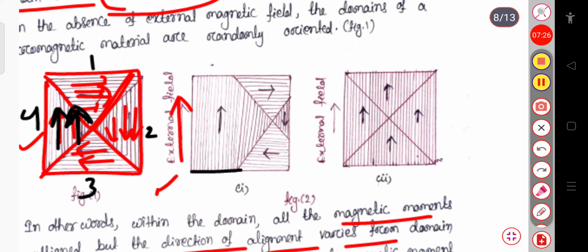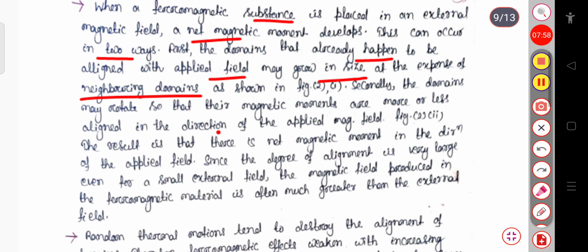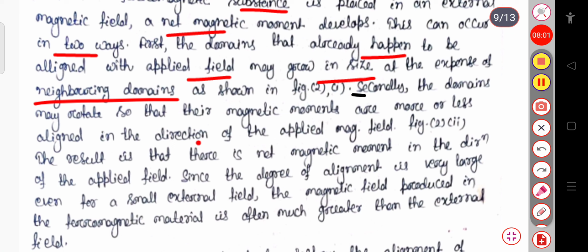You can see here that this domain size increases, and the other domains' size decreases. Since the external field direction is the direction of this fourth domain, by getting this strong magnetic field the alignment of the dipoles will be in this upward direction, so the size of this domain increases. This is one way. Secondly, the domains may rotate so that their magnetic moments are more or less aligned in the direction of the applied field.